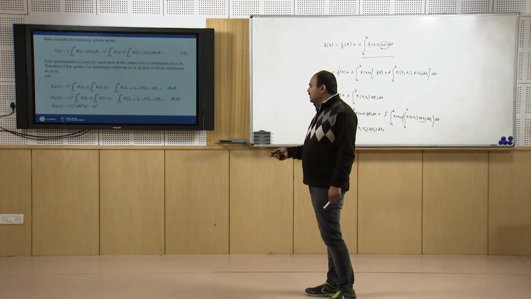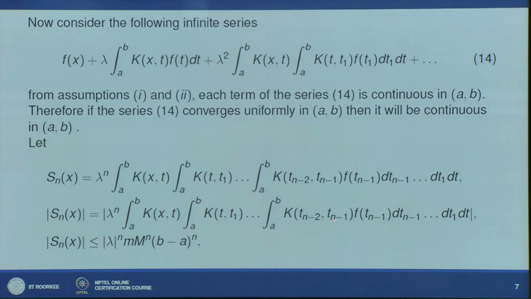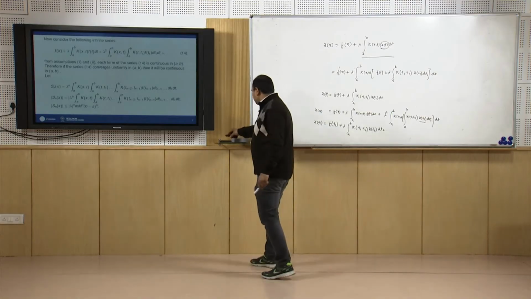So here we have n-fold integration. So we have M to the power n outside, and the upper bound of this, that is small m, lambda to the power n is already there, and then we have the constant integral a to b dt, an n-fold integration basically. If you do this integration, we will get b minus a to the power n here. So I can say that this nth term is bounded by lambda to the power n, small m, capital M to the power n, b minus a to the power n. So I can write it here like this.